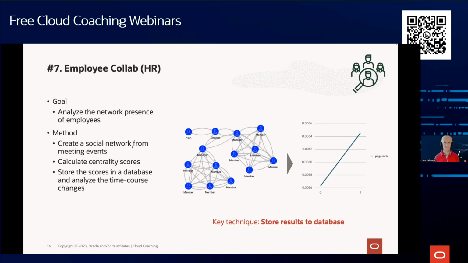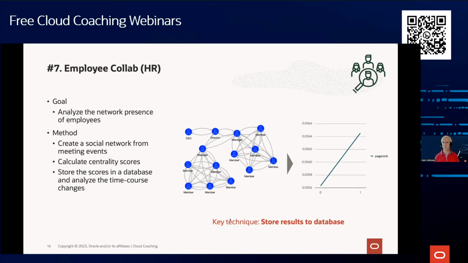First, we can create a social network from meeting events, whether this employee and another employee have attended the same meeting, and how many times, so that we can create a graph according to the meeting events in our calendars. And then we can calculate centrality scores based on the network connections, and then store the scores in the database first and analyze the time course changes.